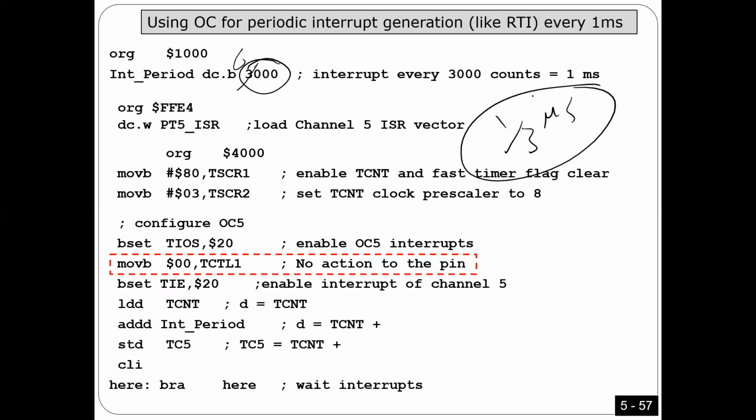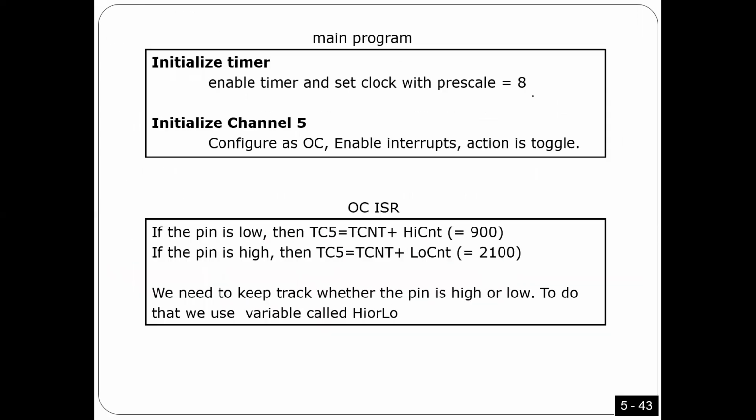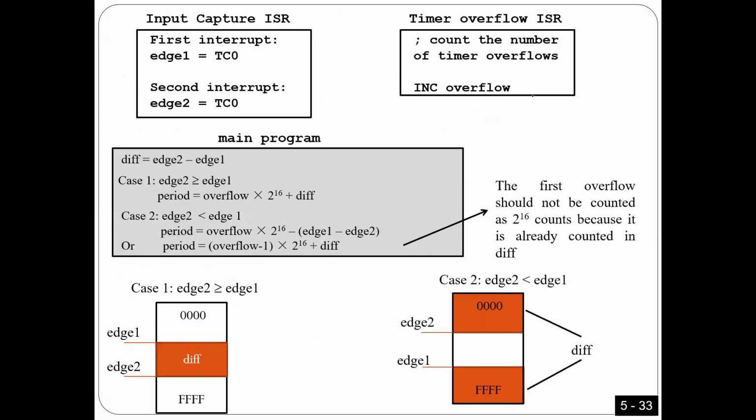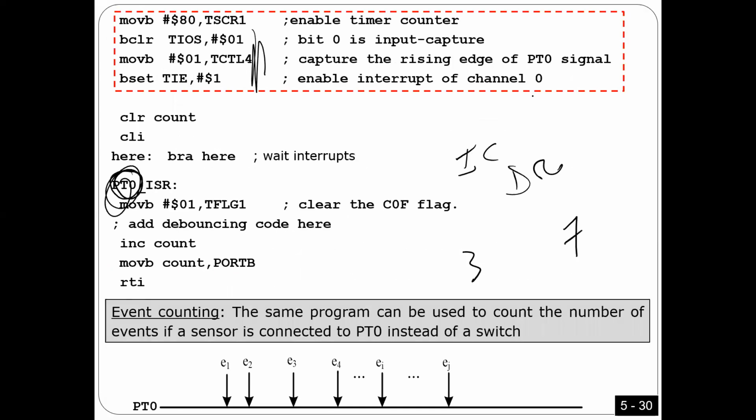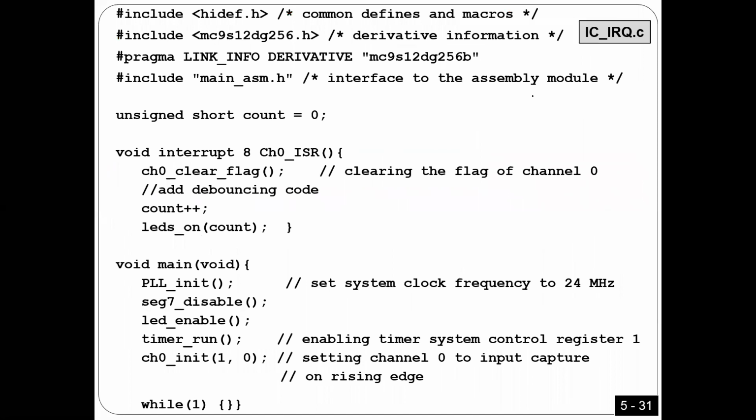Okay. So again, let me tell you the conclusion, guys. All I need for the final exam is two things. First, this program: how you can use output compare as RTI, the program on page 57. But this is for channel 5, and you have to know how to do it for all channels. Also, the other program: how you can use input capture like IRQ, this one on page 29. Also, you should learn how to do it for all channels.